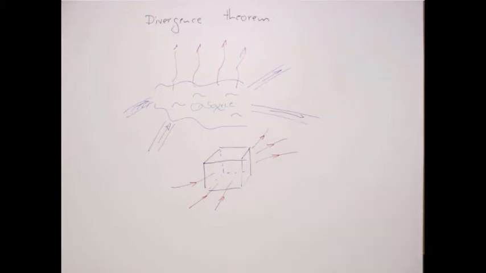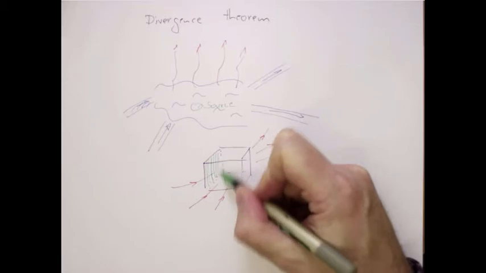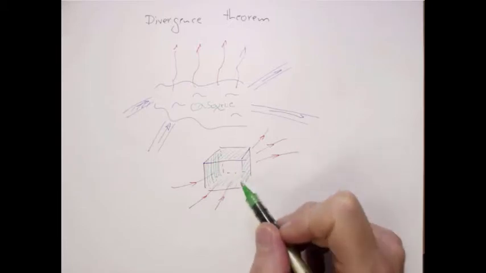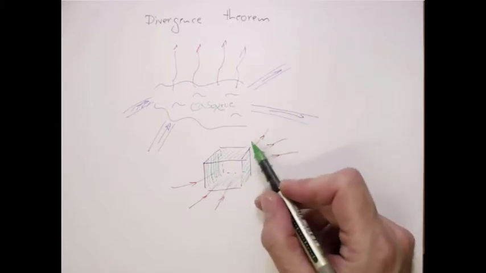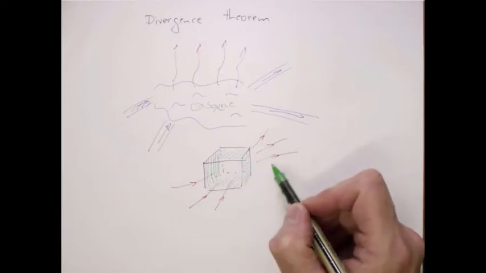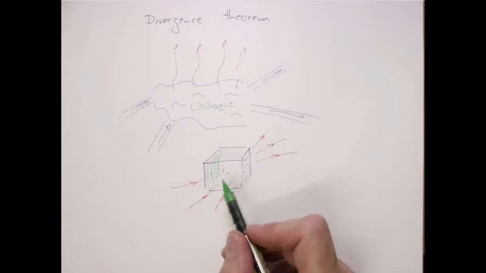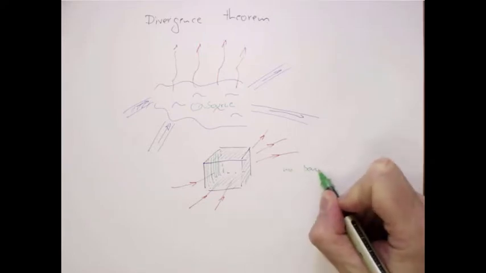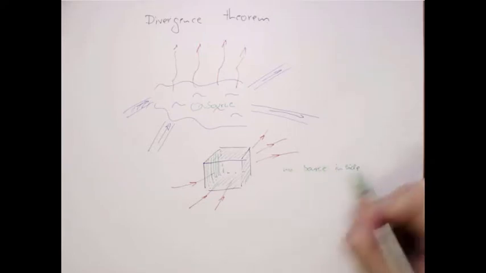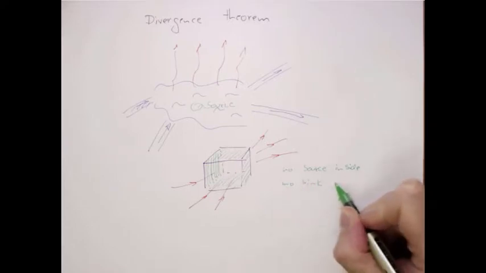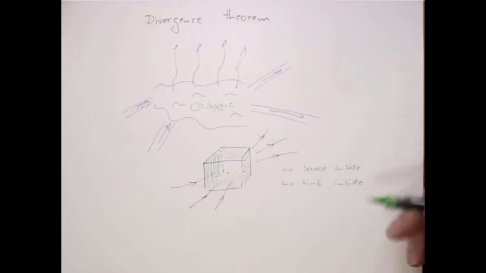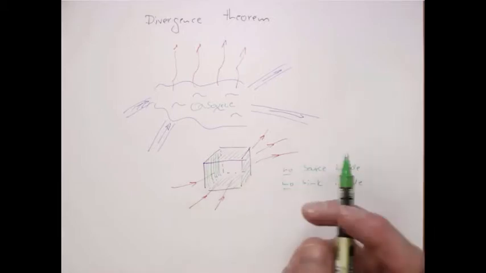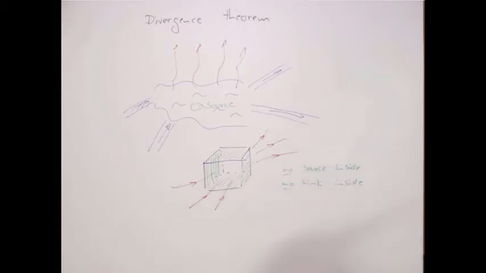Now, if we look at this cube, we have 6 sides. There is one, there is another one, we have a top, we have a bottom. If we count all the flux going through all sides, coming out, and all the flux going in, then if there is nothing added, if there is no source inside and no sink inside (source means something is added and sink means something is lost), then the flux of water coming out has to be equal to the flux of water coming in. And that's what Gauss's theorem says.